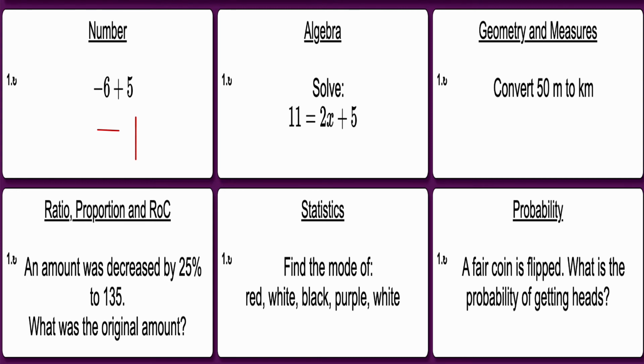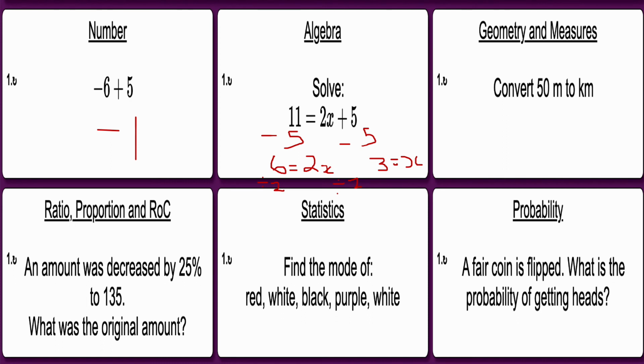Next part, solve this equation. Well, if I subtract 5 on both sides, 11 take away 5 is 6. 6 is equal to 2x. If I then divide both sides by 2, that will isolate and get x by itself. 6 divided by 2 is 3. So 3 is equal to x.